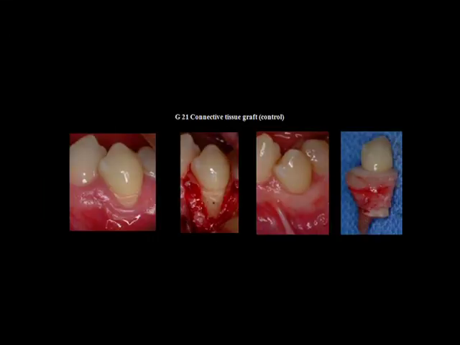Now, to compare that to the two controls. Here's our mark at the free gingival margin, our mark at the alveolar crest. I achieved 100% root coverage. I'm a believer in connective tissue grafts. Those suckers work. But let's see what's underneath.